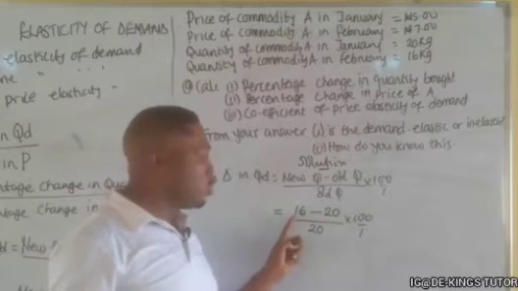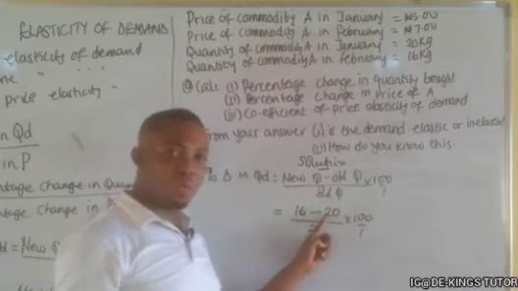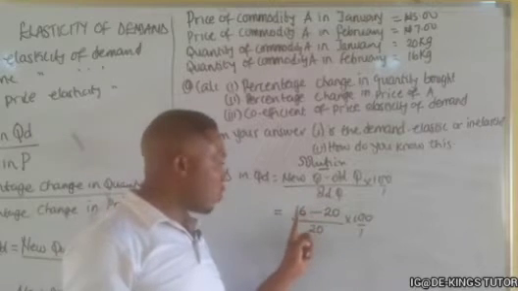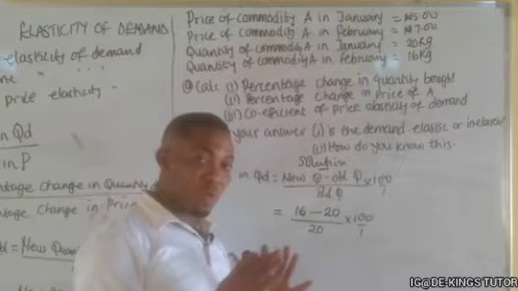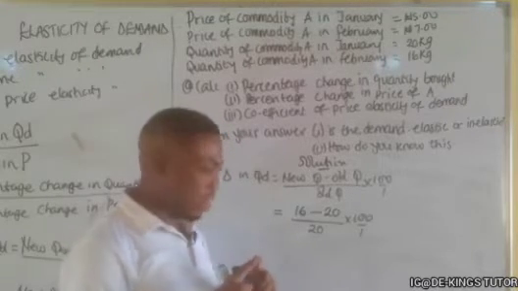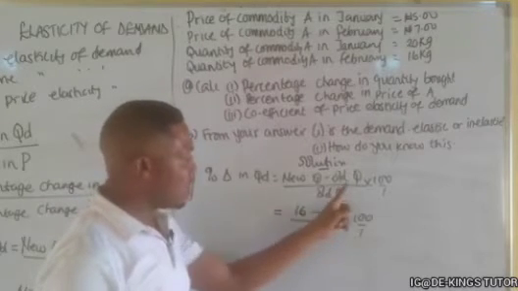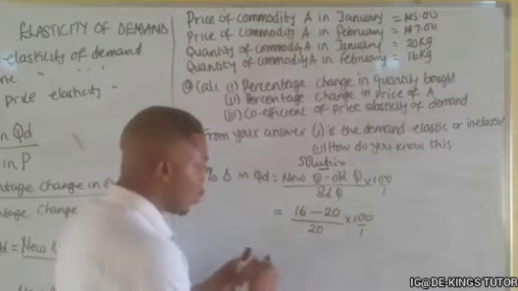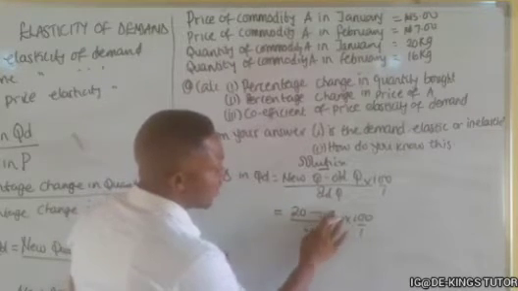Now watch. Because the new quantity is less than the old, what do we do? In order to avoid the negative, you switch it. You switch it to avoid negative because we cannot have a negative quantity. Okay? So because the new is less than the old, we switch it. So instead of having 16 minus 20, we'll have 20 minus what?